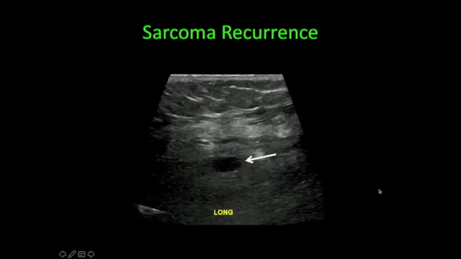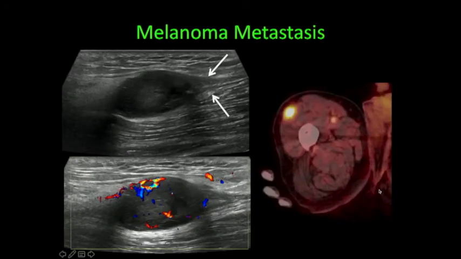is suspicious. You can get muscle metastases, so melanoma is a malignancy that likes to go anywhere, particularly in the muscles. It has a very hypoechoic and vascular appearance. Here you can see it's just deep to the muscular fascia, kind of splaying apart the muscle fibers. And then this is showing it on the PET-CT with very strong avidity.